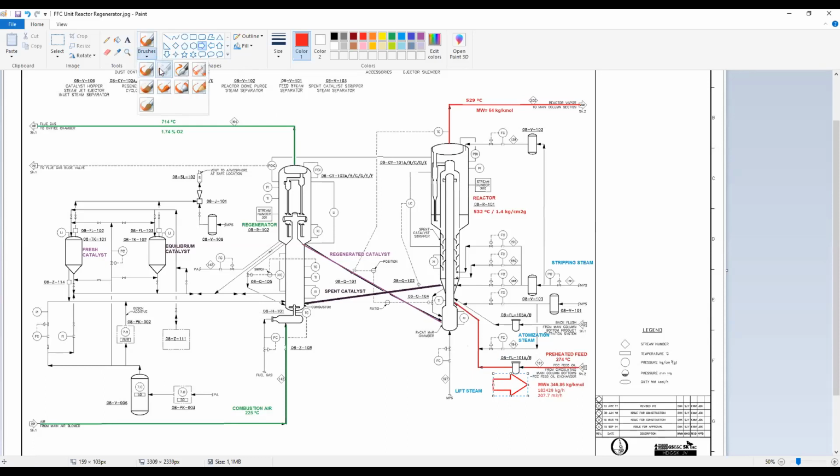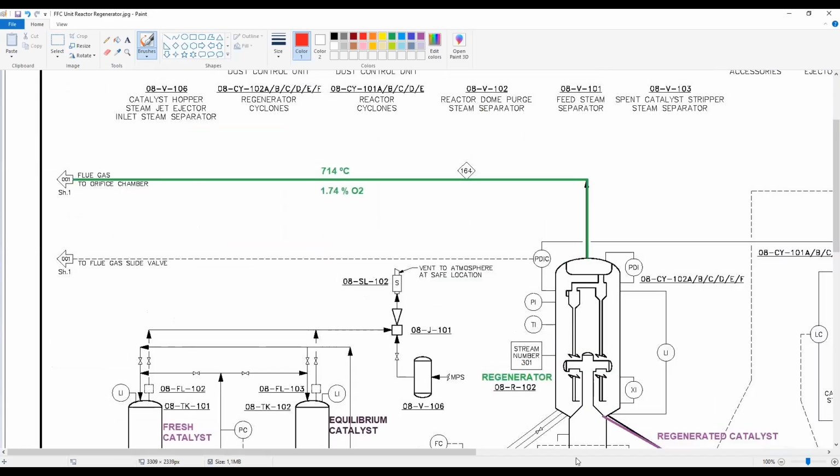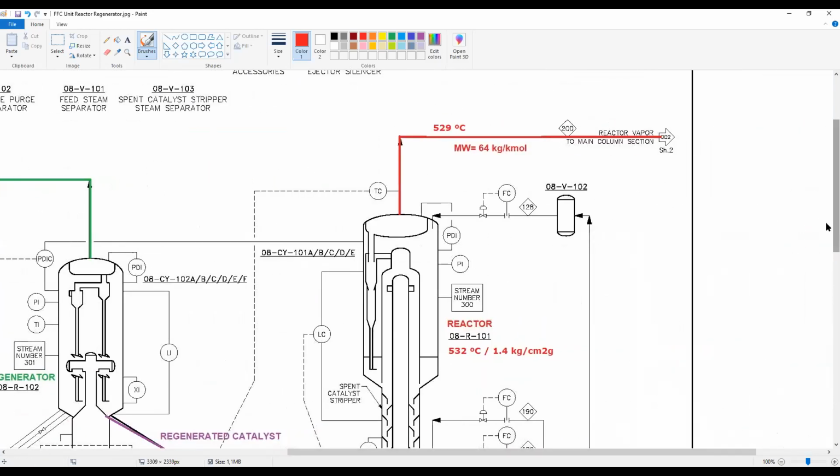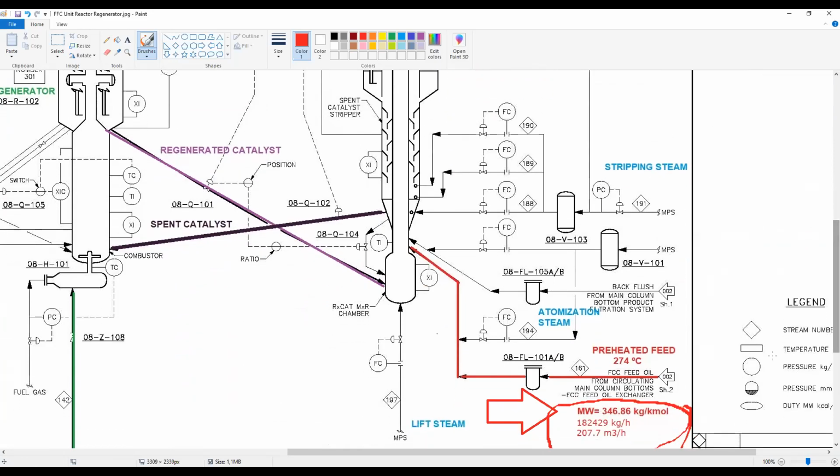Let me use a better approach. Here we see the main characteristics of the feedstock. We have a molecular weight. If you see here, let me put it bigger. The molecular weight here is 346 kilograms per kilomole for the feedstock. Here, 347 more or less, and here we have the flows of the feedstock.